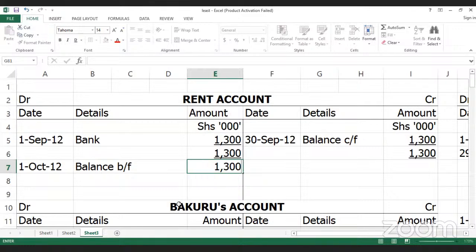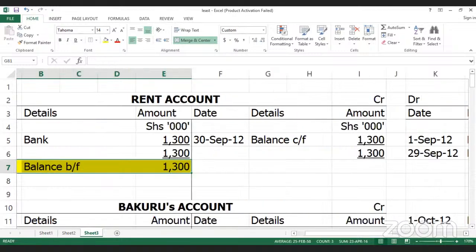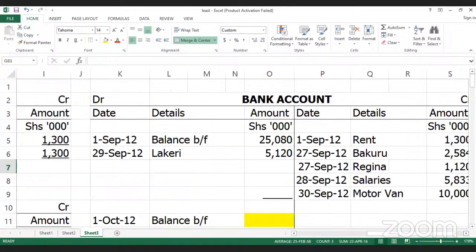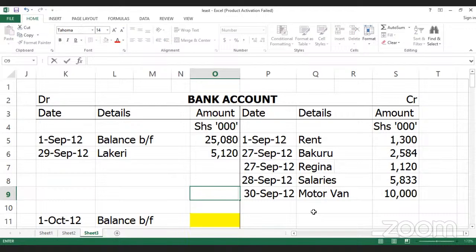Balanced it off. So now we can move to the next account to also balance it. That is your rent account balanced. Which other account can we look at? Let me take you to the bank account. Members, let's look at the bank account. We are on the bank account.